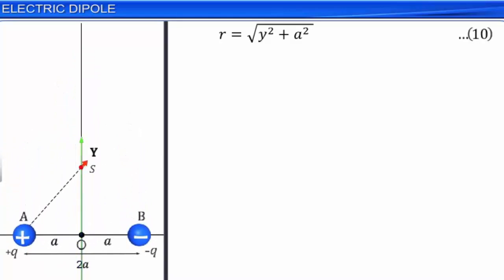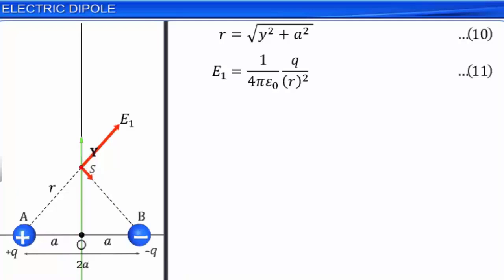At the point S, the positive charge creates an electric field of magnitude E1 is equal to 1 by 4 pi epsilon naught q by r square. Let this be equation 11. Electric field strength E1 is directed away from the positive charge and acts along the line joining the charge +q and the point S as shown.